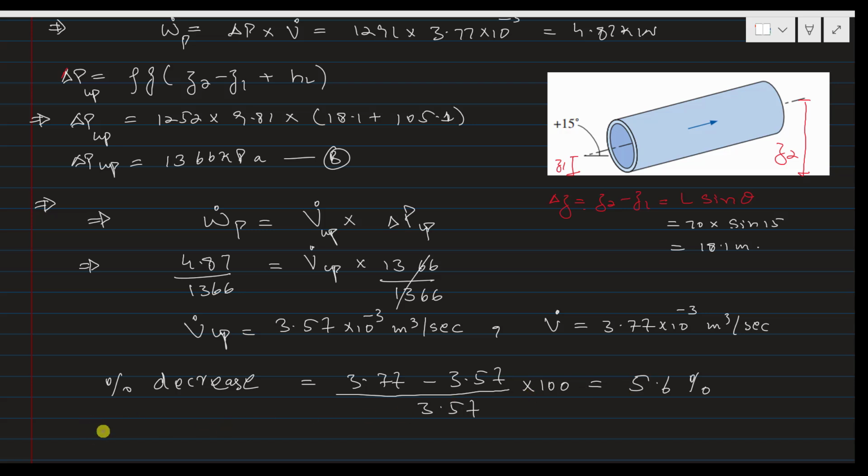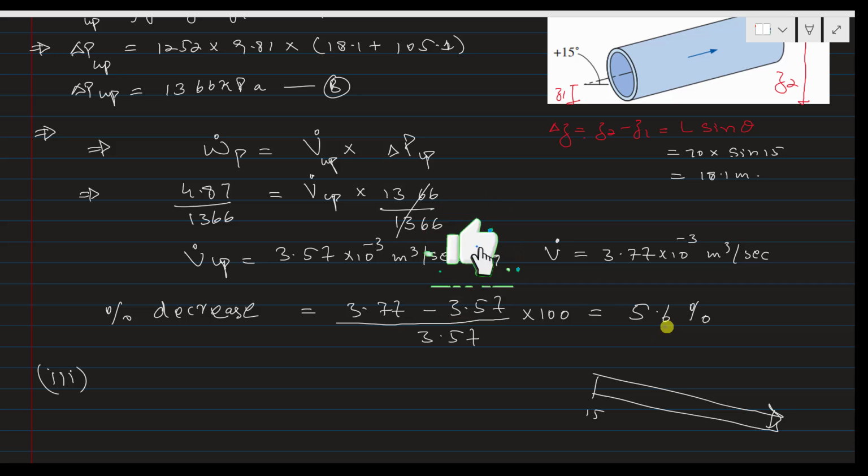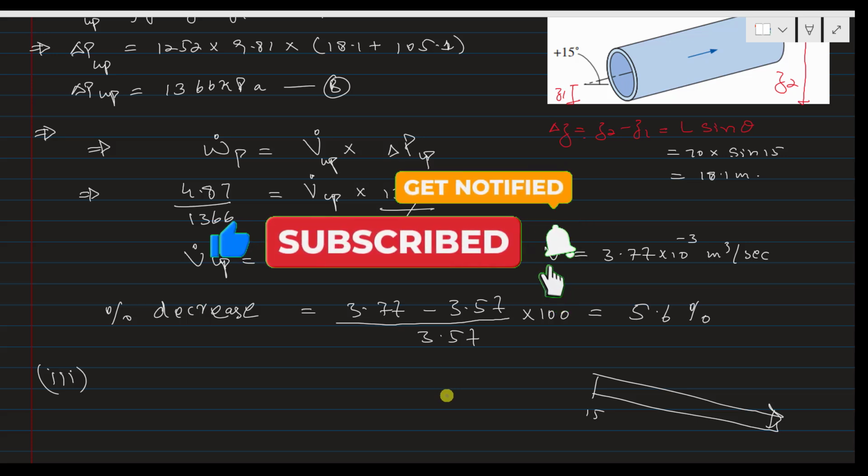In the similar case, the third case provided in the statement, if the pipe is inclined in downward direction at an angle of 15 degrees, then a similar increase of 5.6% occurs in the volume flow rate instead of a decrease. In this case, the volume flow rate will increase by 5.6%. So we don't need to calculate this, it will be obvious from our concepts.